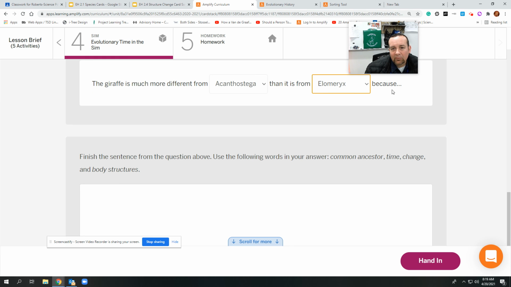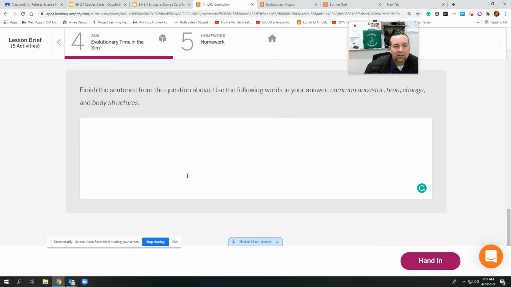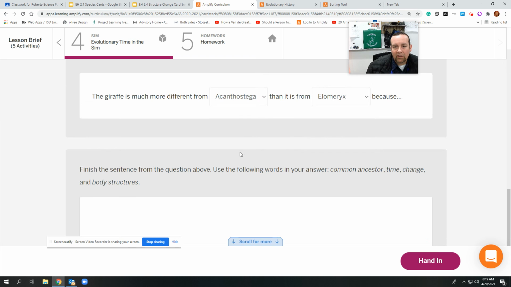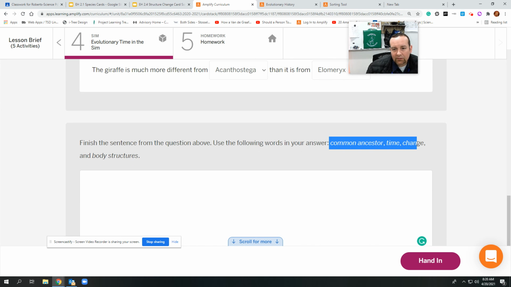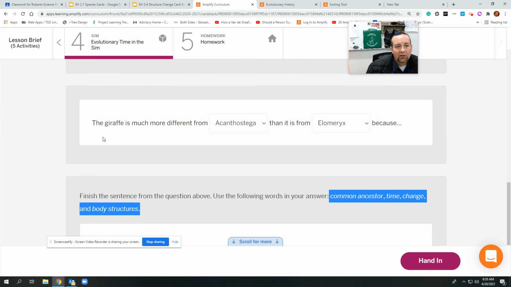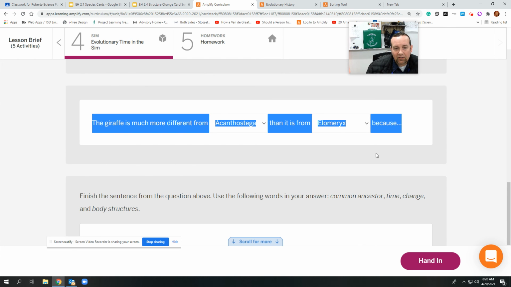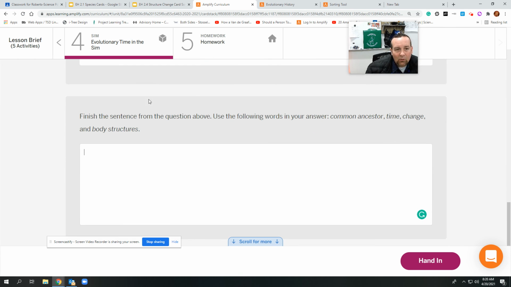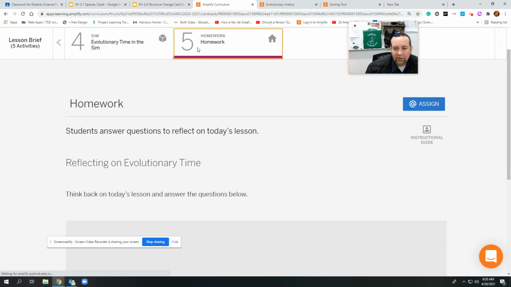So the giraffe is much more different from Acanthostega than it is from Elamirax because, and this is where I want you to finish that. You're going to use the words common ancestor, time, change, and body structures to finish this sentence in this box. Once you're done, push the hand in, and then we will go to the homework section.